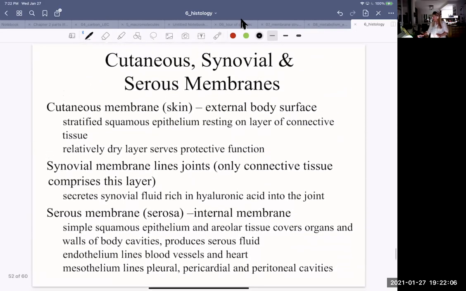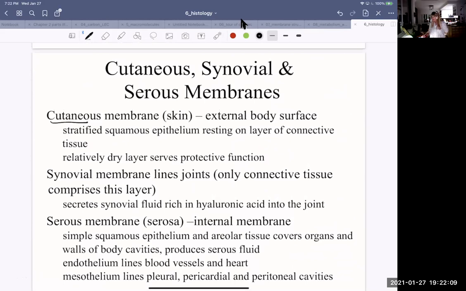There are other kinds of membranes in the body. Cutaneous membrane is skin. It's your external body surface. It is stratified squamous epithelial tissue resting on a layer of connective tissue. It's relatively dry. It serves a protective function against water and pathogens. Synovial membranes line joints. Only connective tissue comprises that layer, and they secrete what is known as synovial fluid. It's rich in hyaluronic acid, into the joint, and that maintains the fluidity of the joint and lessens the friction between the bones.